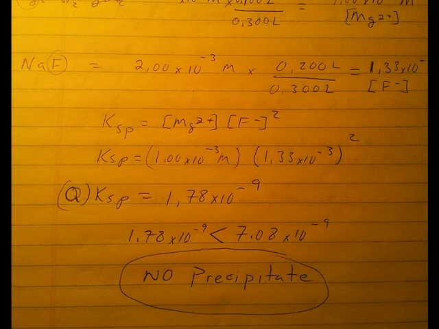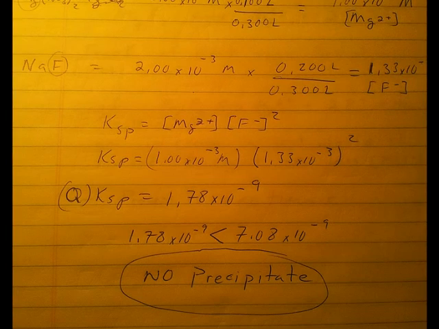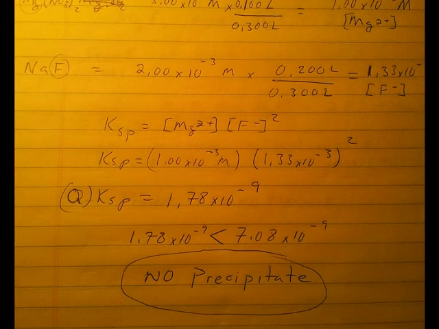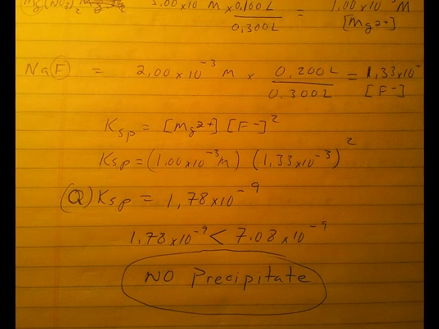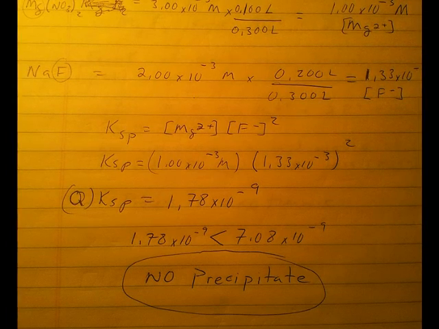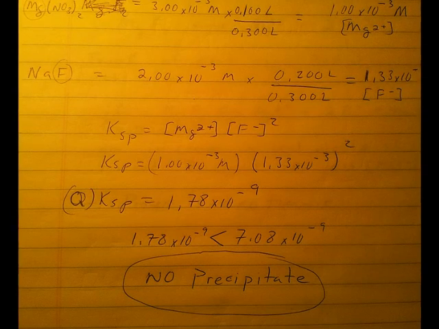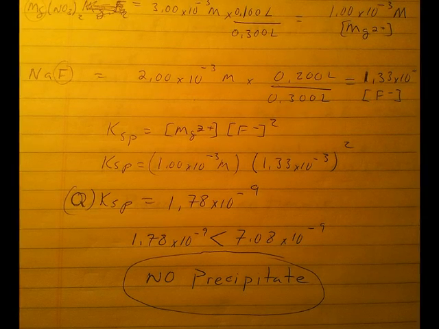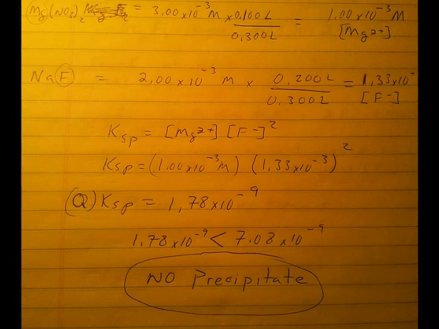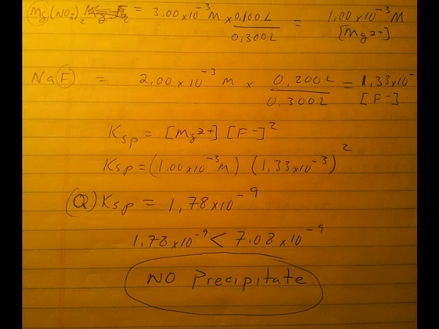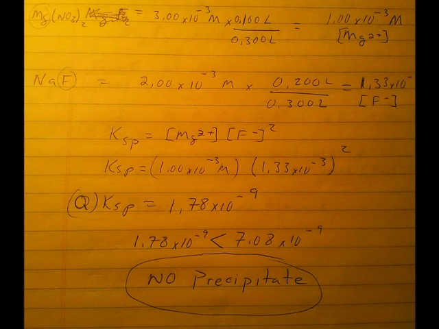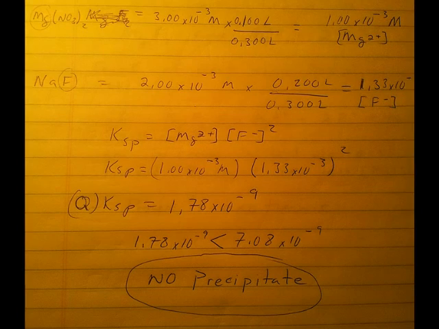And I'm going to convert the amounts of magnesium and fluoride to molar concentrations in the new solution. So we're adding 100 milliliters to 200 milliliters, so our new total volume is 300 milliliters. For the magnesium, since there's 1 magnesium per magnesium nitrate, I'm taking 3 times 10 to the negative third times 0.1 liter, which will give us moles of magnesium, divided by 0.3 liters, which will give us the molarity of the magnesium, and that comes to be 1 times 10 to the negative third molar magnesium ions.